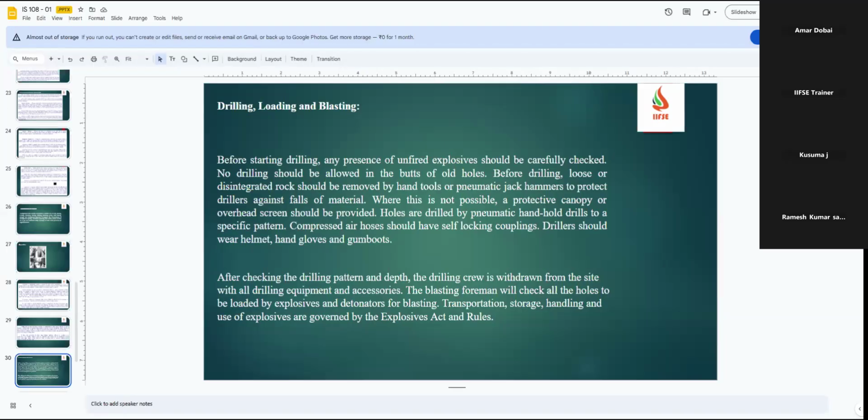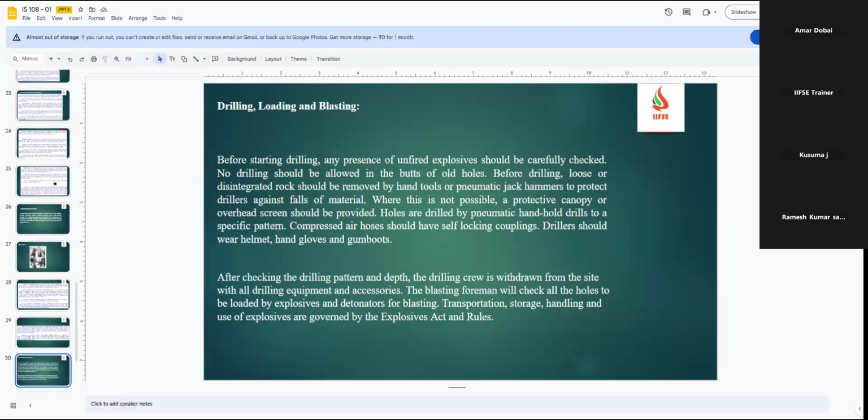Okay. And the holes are drilled by pneumatic hand tools, drills to a specific pattern, and compressed air hoses should have self-locked couplings, and drillers should wear safety helmet, gloves, and also gumboots and ear protection. Maybe you would have seen the tractor which is attached with pneumatic breakers. Hope you people have seen, especially on the roadside also. They used to do these kind of excavations or breaking of the concrete. Same machines they use for making the drills to insert the detonators to blast the rocks.